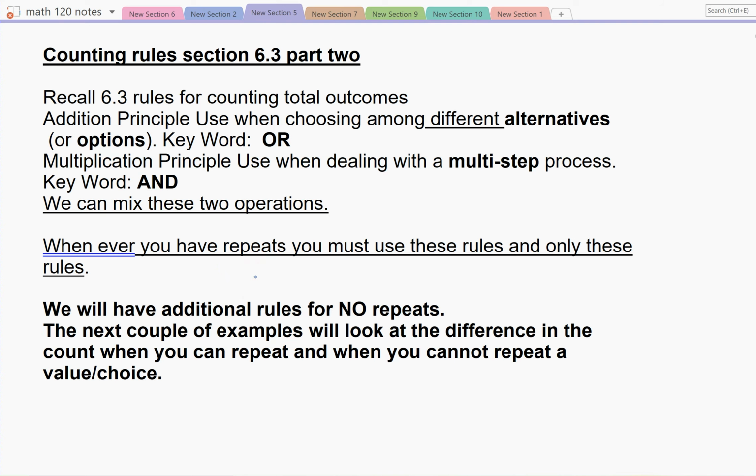All right, that's what we're going to look at: when I can pick the same letter twice, repetition, or not allowed repetition. Because in the next section, we're going to look at very specific examples where it's the non-repetition case. So repetition and non-repetition.